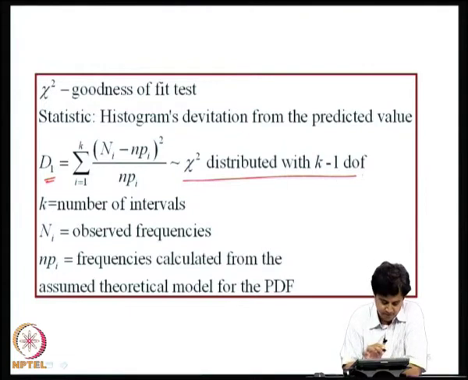minus 1 degrees of freedom, where k is the number of intervals in making histograms, Ni are the observed frequencies and npi are frequencies calculated from the assumed theoretical model for the PDF. So, this chi-square distribution is again well tabulated, and for a given level of alpha you can always find the critical value, and therefore, you can develop a procedure to accept or reject the null hypothesis.